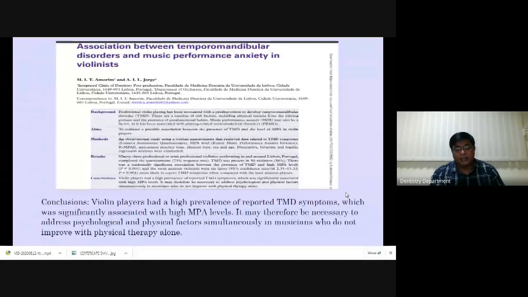So all these things are directing towards a psychosocial element in TMD, whereas we normally treat them through physical signs and symptoms. I just want to emphasize that in this whole presentation. You have to treat them as a patient, psychologically as well as socially, and also physically, through different modes of treatment.